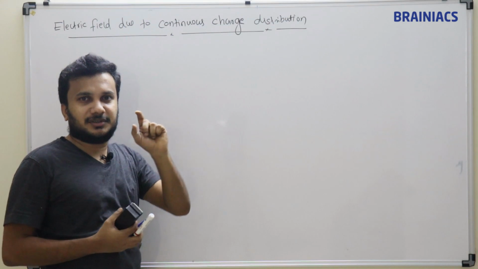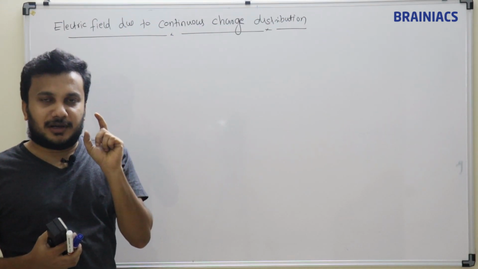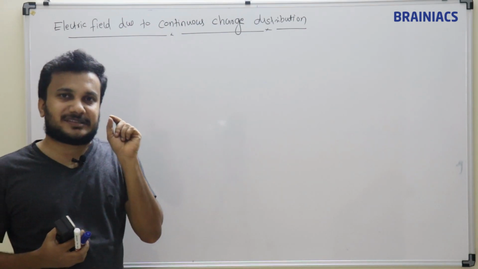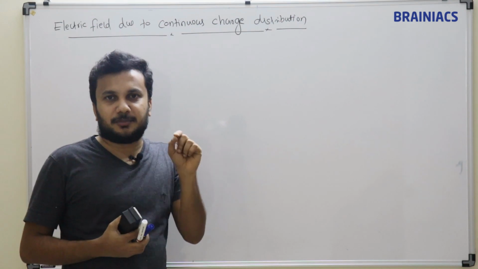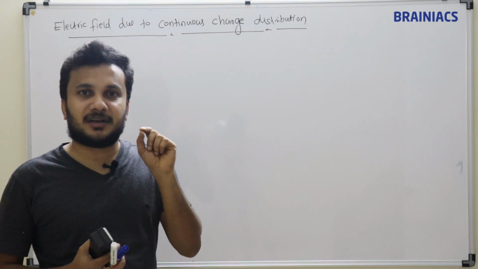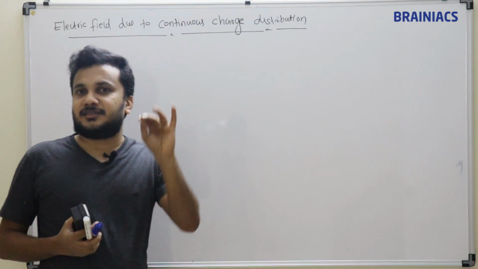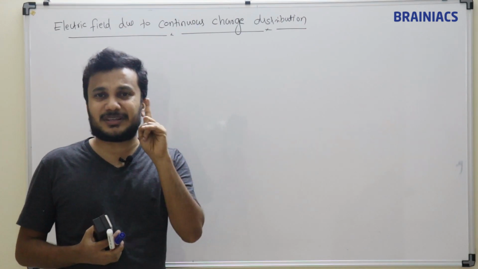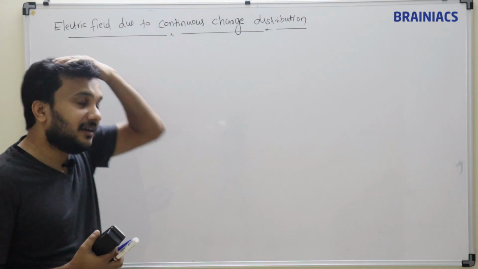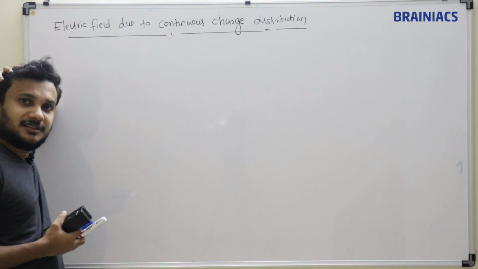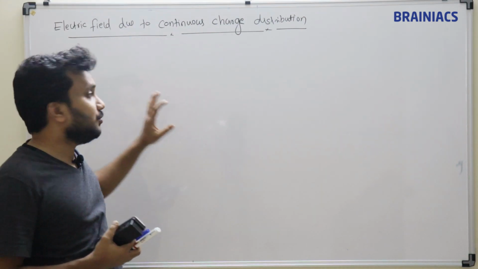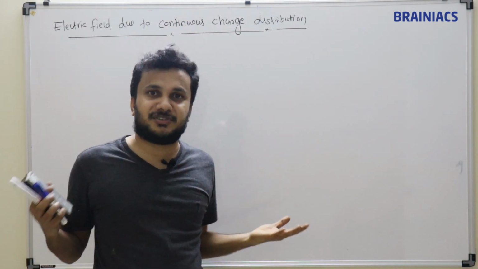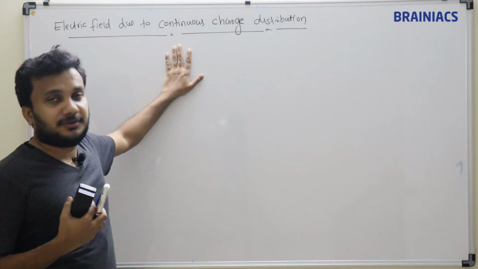Continuous means the electric field we are going to calculate is not with respect to one charge. With respect to a single charge, we know the equation E is equal to 1 by 4 pi epsilon 0 Q divided by R square, where R is the distance to the point where we are calculating the electric field intensity. That is for a single charge, Q amount of charge. But here, this is for a collection of charges, which means continuous charge distribution. Not only one charge but multiple charges.